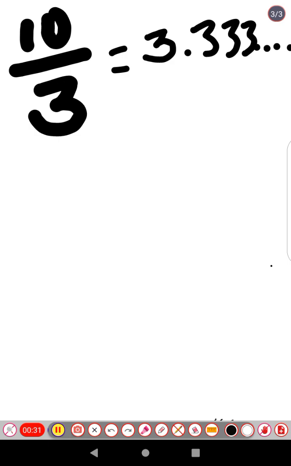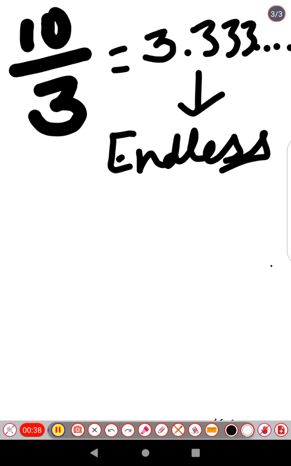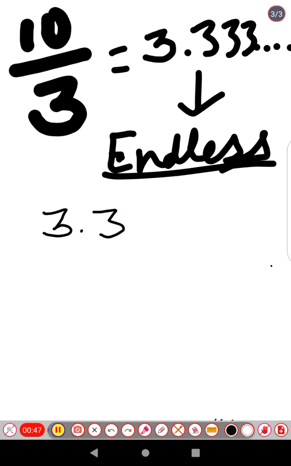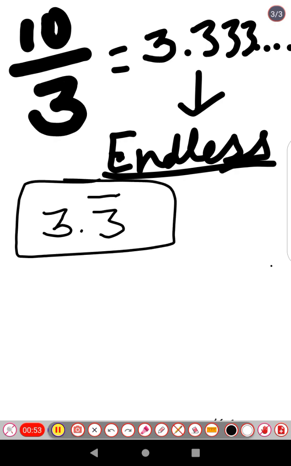3.3333. It will never stop. It means it is endless. And if a number is repeating again and again, what we do is make a bar on the number which is repeating. So you can see 3.3333, it's repeating again and again, and the remainder keeps on 1 1 1 1 and so on. The divisor here is 3.